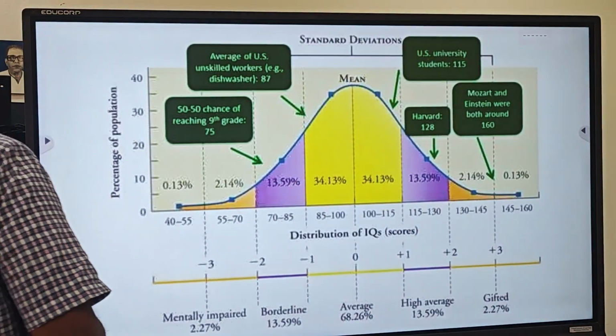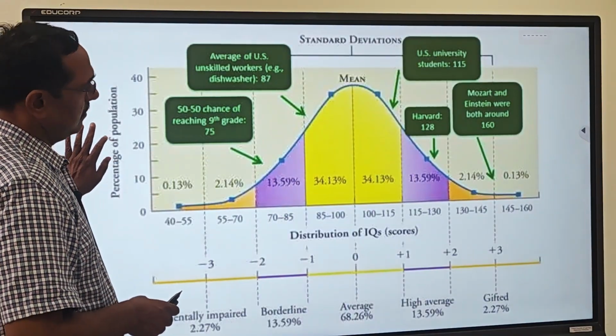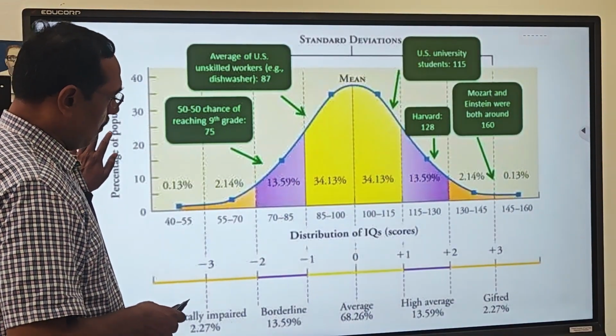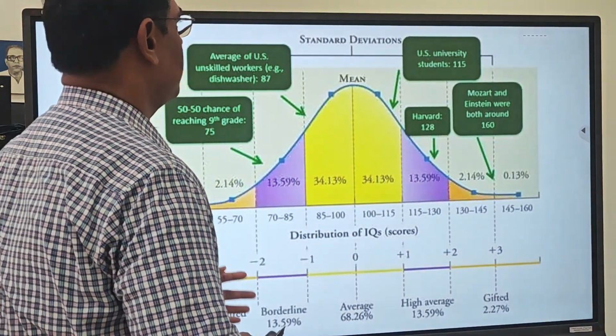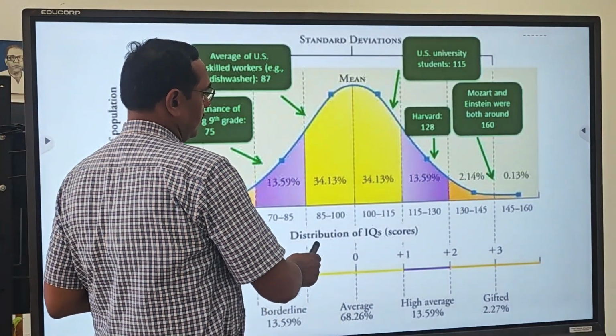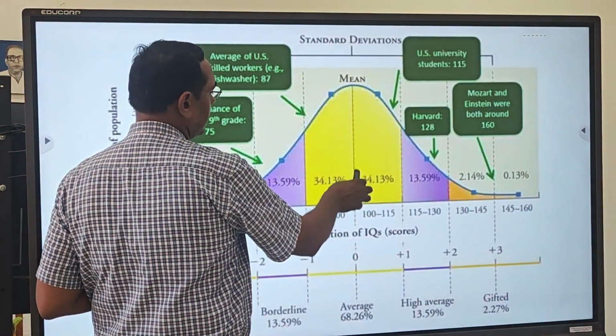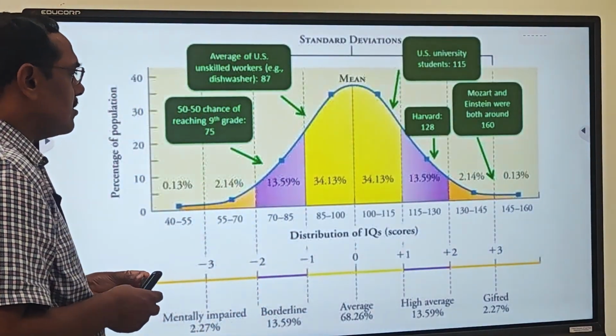And this is the original normal probability distribution for intelligence among populations of US. This has been calculated and I have taken it from the net. So the IQ distribution, intelligence scores. The mean is 100 and the standard deviation is 15.